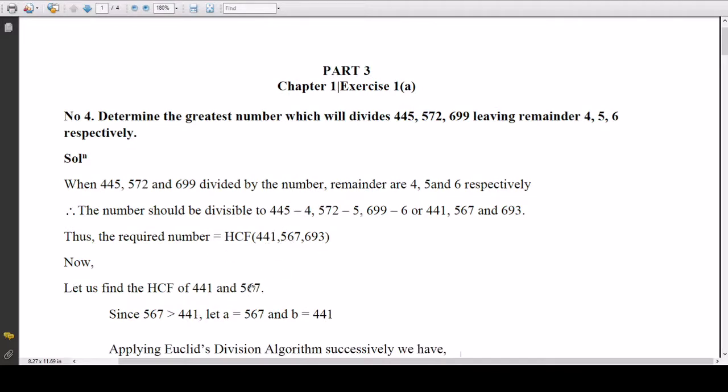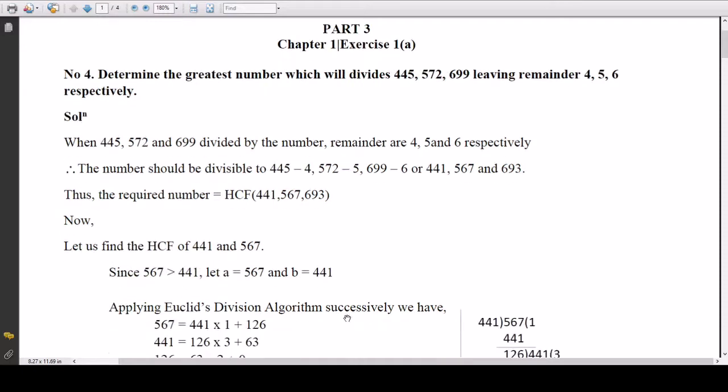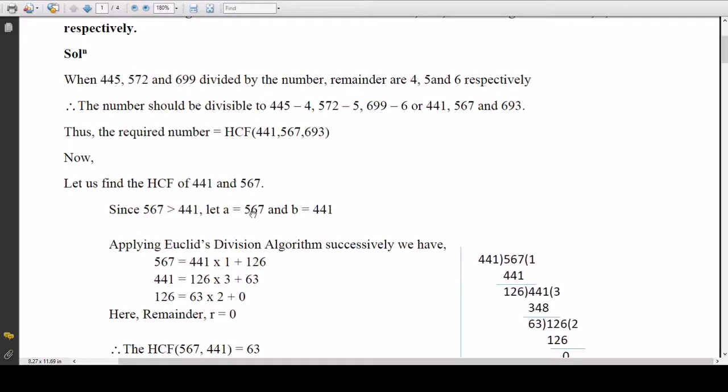Which is greater out of these two? It is 567, isn't it? Now we will take 567 as A and 441 as B. Now applying EDA successively to these two numbers, taking dividend 567 divided by 441, you will go with 1, leaving remainder 126. That means 567 equals 441 multiplied by 1 plus remainder 126.